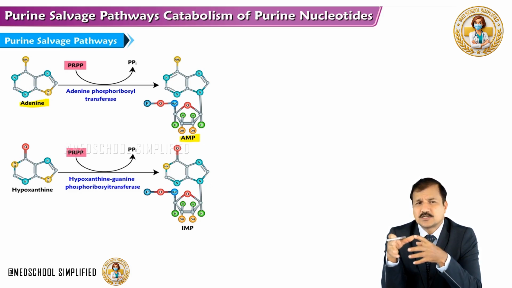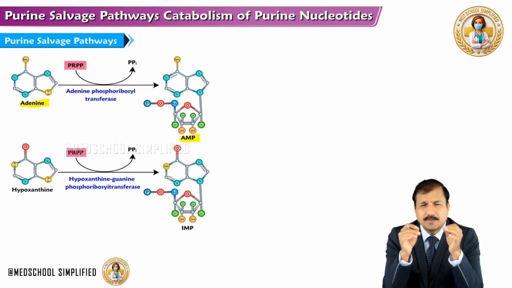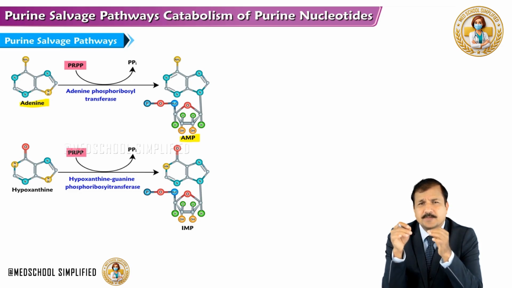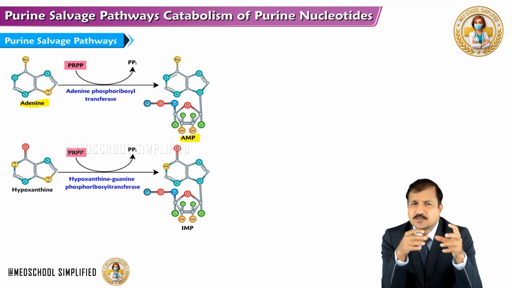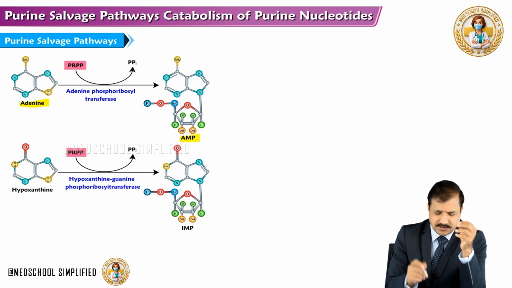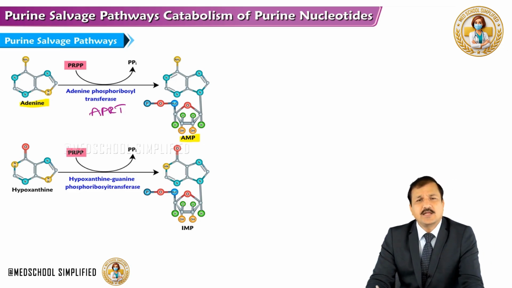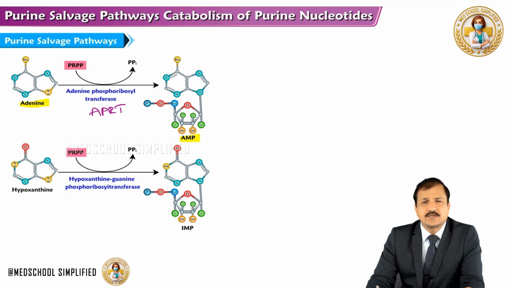And that sugar and phosphate will come from PRPP. PRPP is phosphoribosyl pyrophosphate, which will come from ribose 5-phosphate. So, this PRPP is used and ribose phosphate is incorporated into adenine and inorganic phosphate is released. And this is done by the adenine phosphoribosyl transferase enzyme, which is simply written as APRT. So, with that, adenine is converted into adenosine monophosphate.